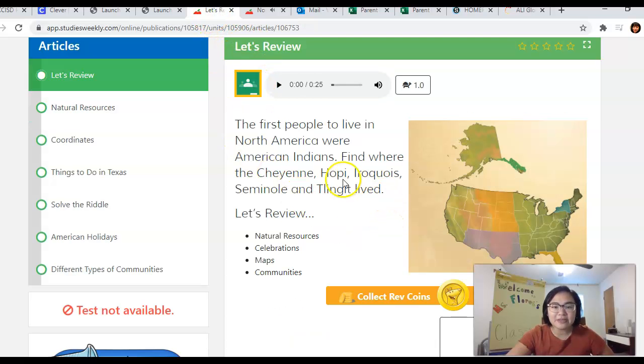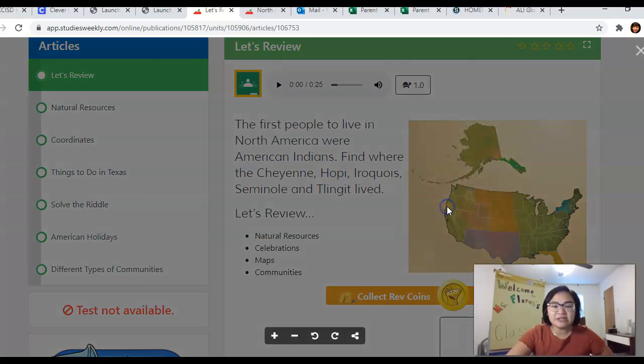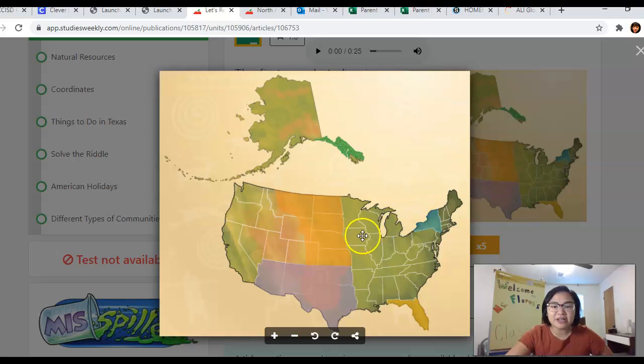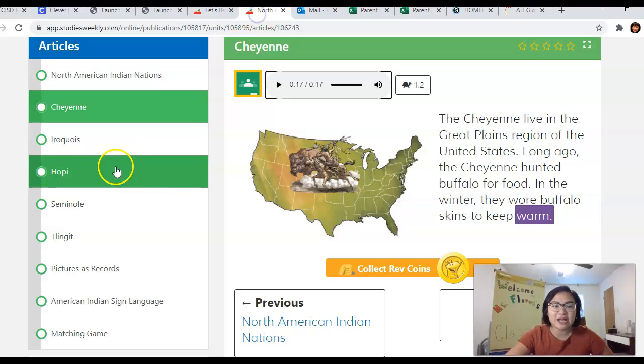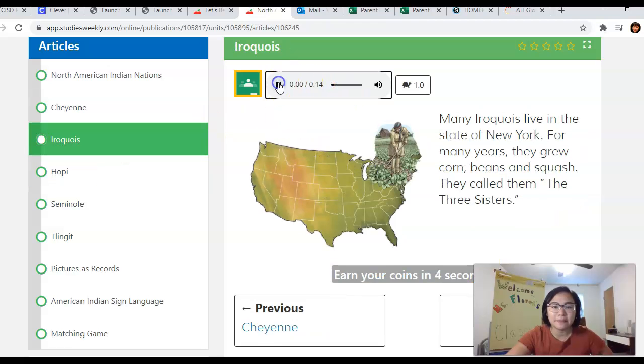So let me go ahead and go back, and then it said, find where these Native American tribes lived. It gives us a big old map. So where did the Cheyenne live? They lived in this big orange area on top. Let's go ahead and look at our next Native American tribe, the Iroquois.